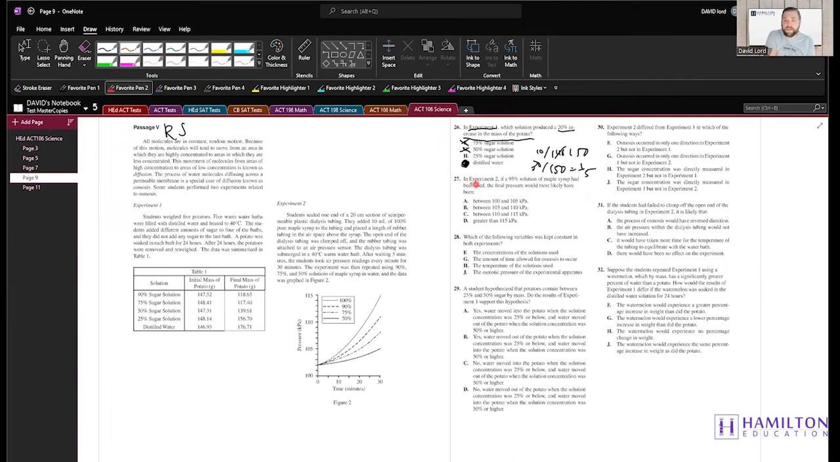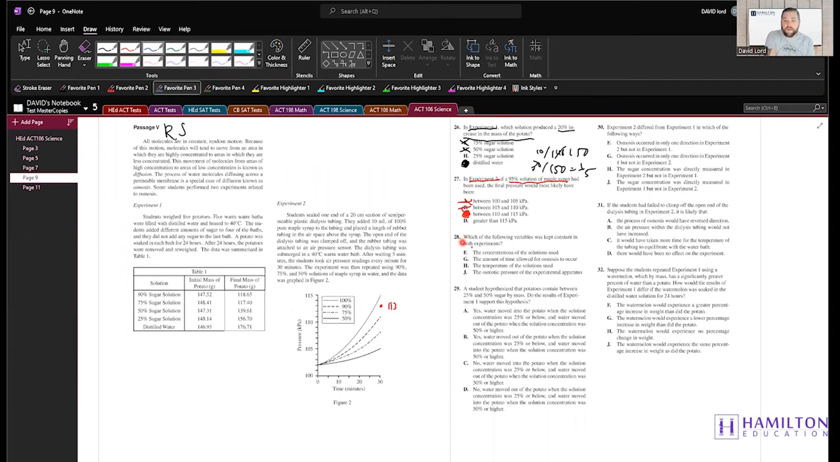Question number 27. In experiment 2, if a 95% solution of maple syrup had been used, the final pressure would most likely have been what? Well, 95% is between 100 and 90. So I'd imagine the curve would look something like this and be between the 90% and the 100%, which looks like it's around 113. All right, it's between 100 and 105. Nope. Between 105 and 110. Nope. Between 110 and 115. Yeah, that looks good. So that's why the answer was C for 27.